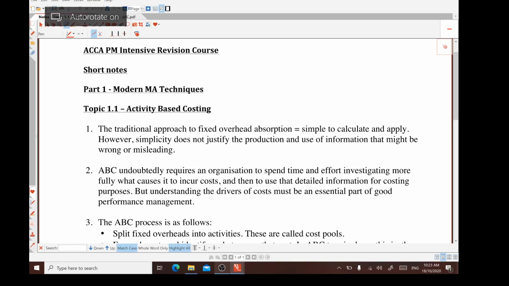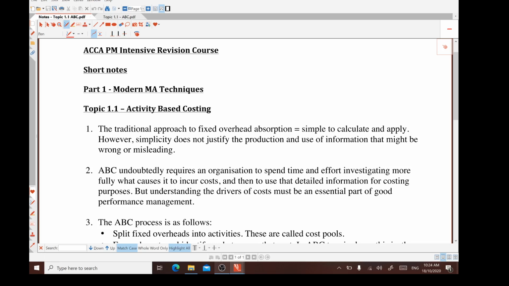And what we get to see right now, of course, is to have a look at the very first part of our syllabus. And that is under the modern MA technique. And the first part itself that you get to see is on the activity-based costing. Now, always remember, there are four main parts in these modern MA techniques. If you wish to know more, let me just tell you now.